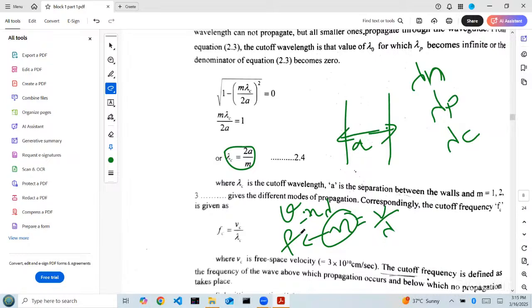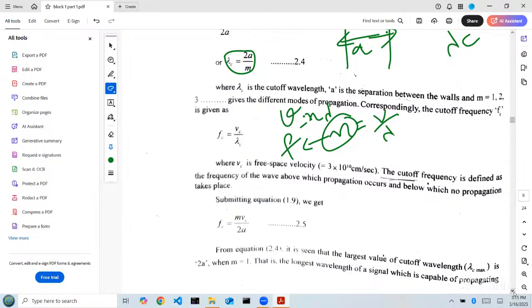This one I am substituting in the next one. As we know the lambda value, what is lambda from equation 2.4? Lambda equals 2a by m. 1 by lambda means the reciprocal, m by 2a. That one I am substituting in the frequency equation. Then what will we get for frequency?